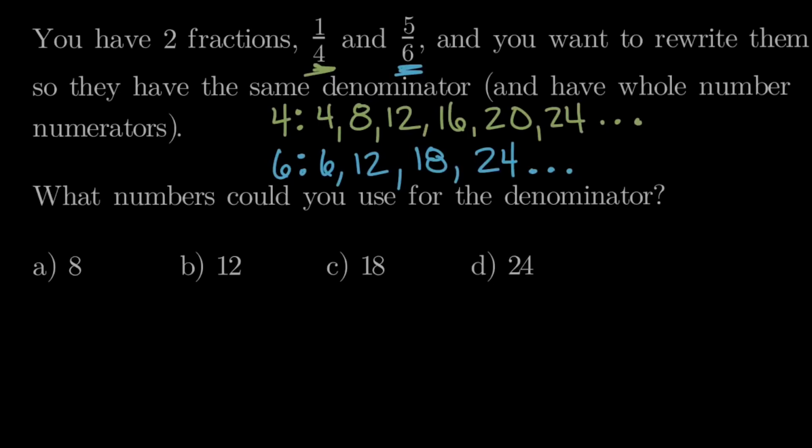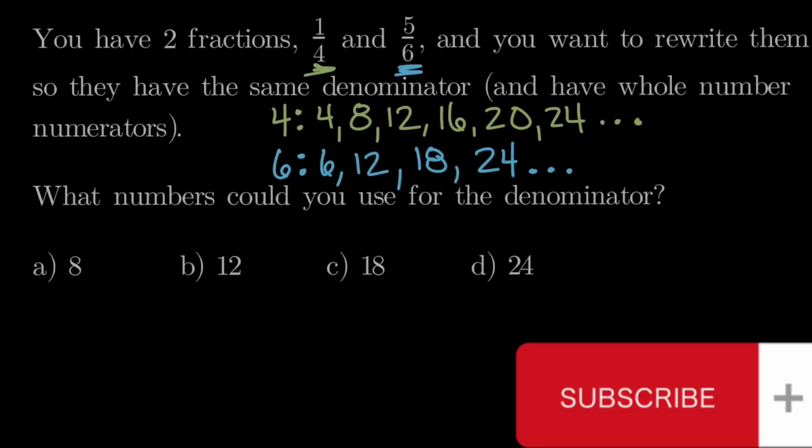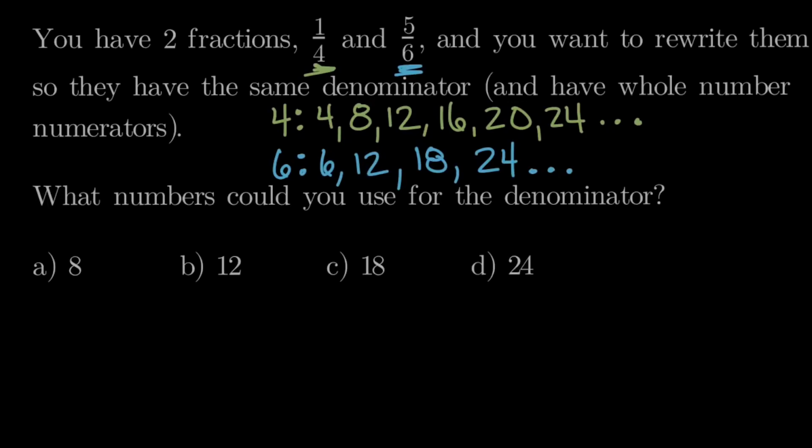Could we use 8? Let's look at these lists. 8 is a multiple of 4, so we could definitely split fourths into 8ths, but 8 is not a multiple of 6, so we cannot split 6ths into 8ths. So 8 will not work as a denominator for both fractions.